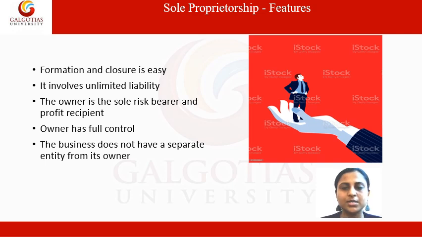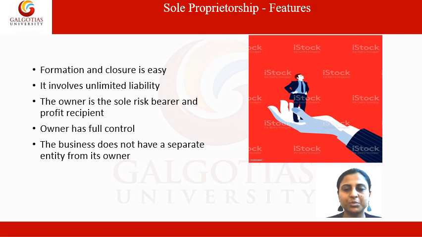Third is that sole proprietor is the sole risk bearer and profit recipient. That means that the risk of failure of business is borne by the sole proprietor himself. However, if the business is successful, then also the businessman will enjoy all the benefits. He will receive all the profits, which becomes a direct reward for his risk taking. Fourth is that sole proprietor has full control over his entity and he can make decisions quickly as he does not have to consult anyone.